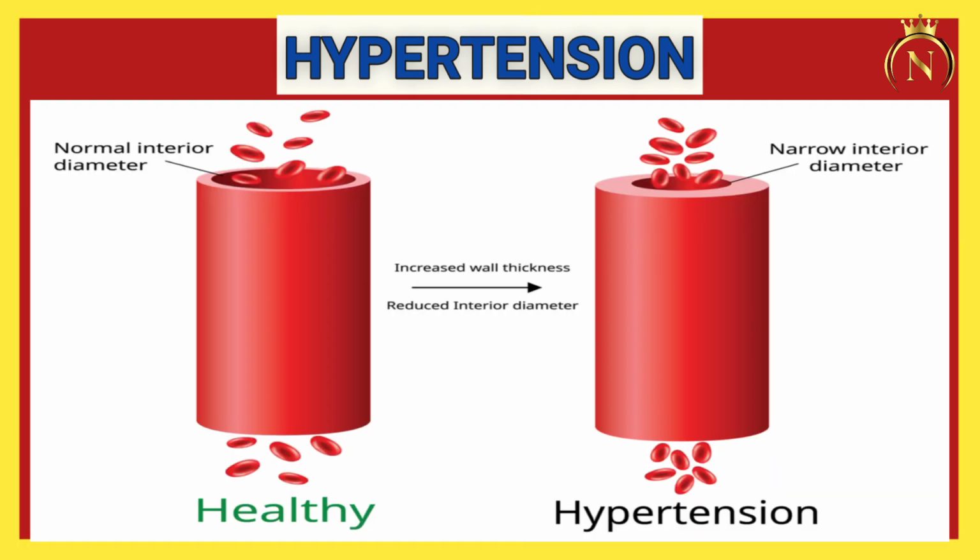So let's see the picture for your understanding. First, think of this as an artery or vein. The first one is healthy. Why is it healthy? Because of the thickness of the wall. That artery or vein wall thickness is normal, so blood can easily go through it.